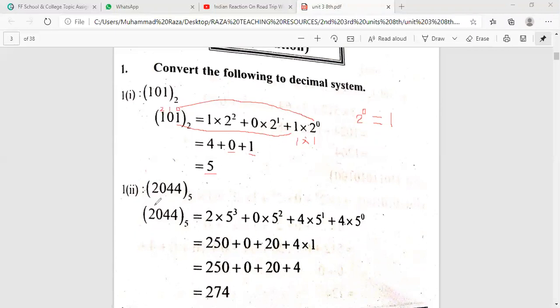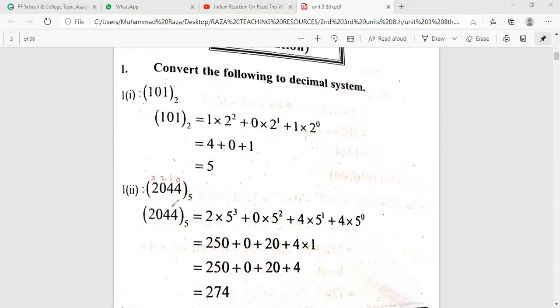Similarly, in the next question, we have the number 2044. Now there are 4 digits. So we start from this 4 and make the power 0, then we write 1, we write 2 over this, and then we write 3 over this.